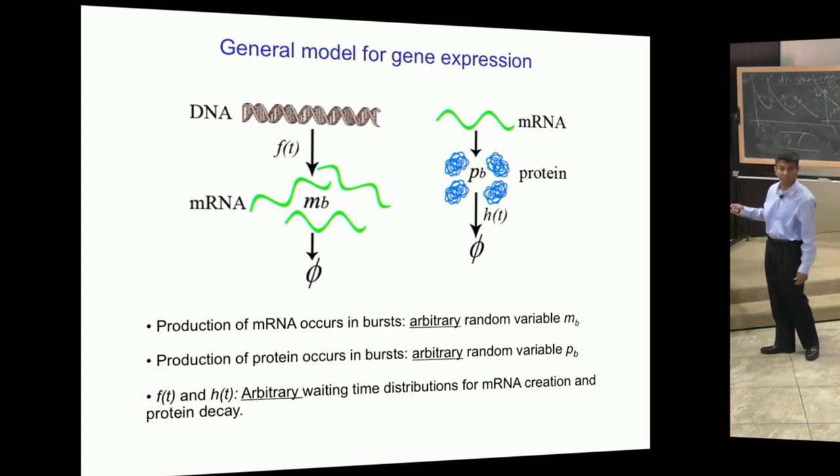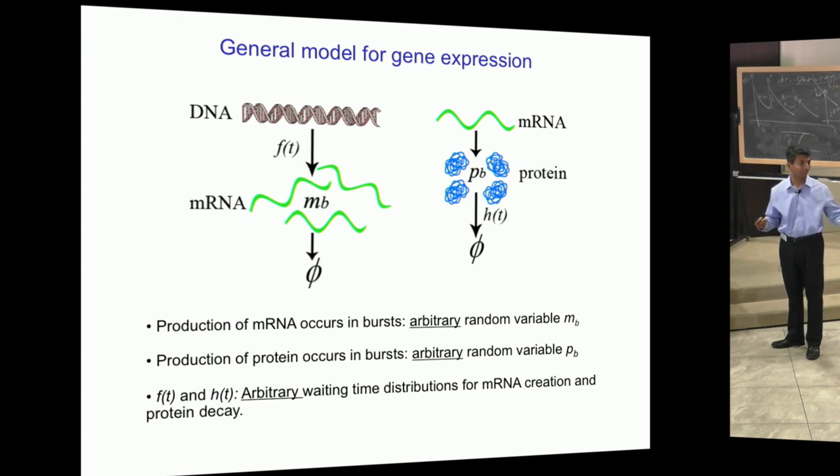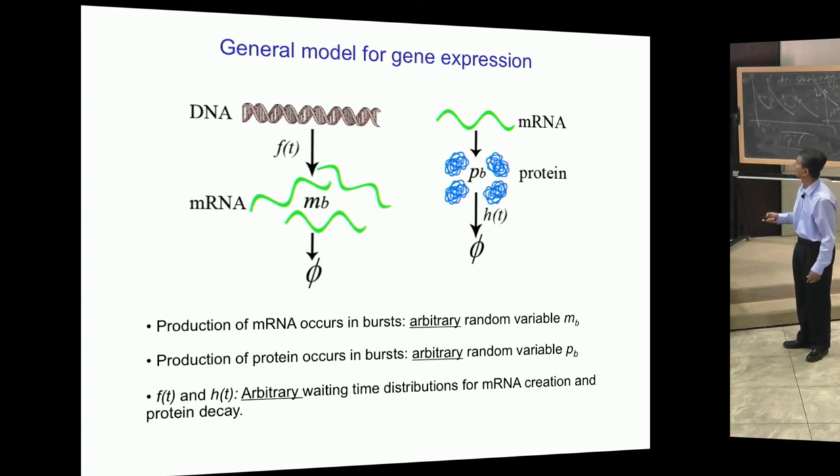So now let's take a more general model of gene expression, where the arrival time distribution can be arbitrary. Every arrival corresponds to some random burst of mRNAs. Each mRNA, through some post-transcriptional process, can give rise to a random burst of proteins. And then we can even take the protein degradation time distribution to be arbitrary. So, a very general model.